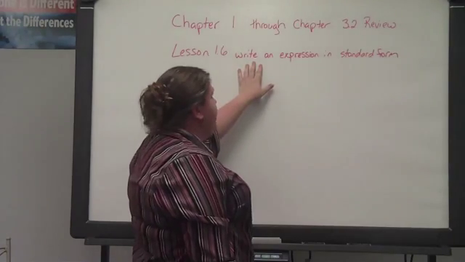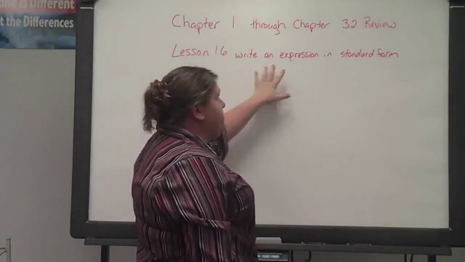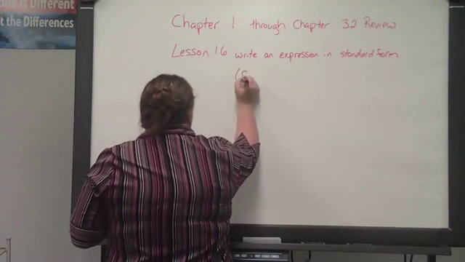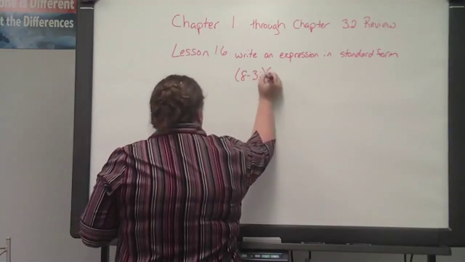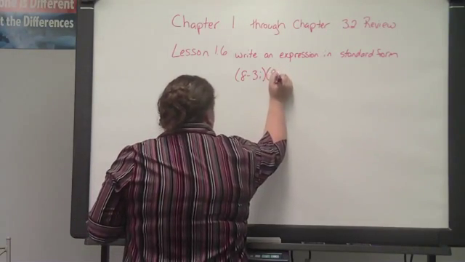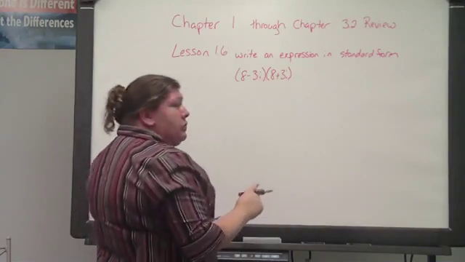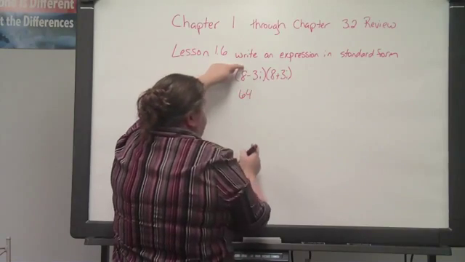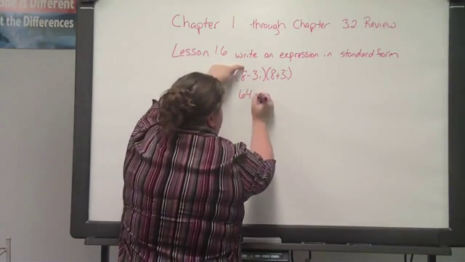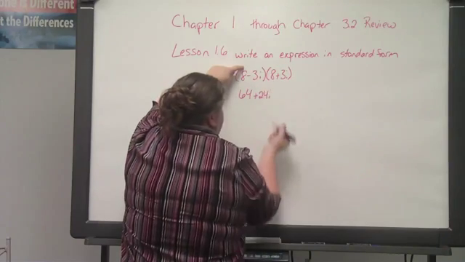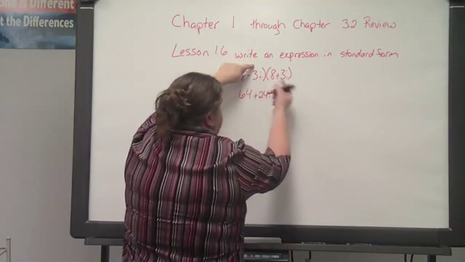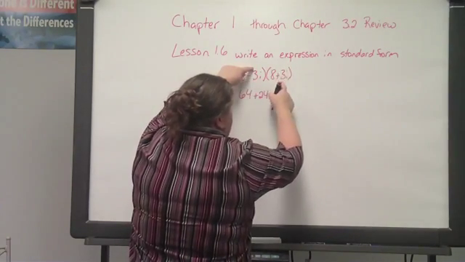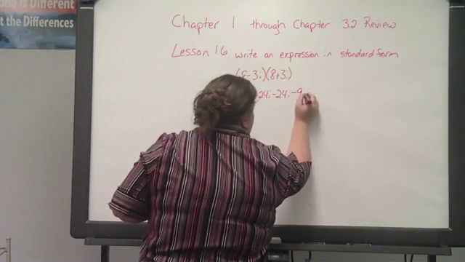The next part of 1.6 that I want to talk about is writing an expression in standard form. And so I have the equation of 8 minus 3i times 8 plus 3i. So what I want to do is FOIL. 8 times 8 gives me 64. 8 times a positive 3i gives me a plus 24i. A negative 3i times 8 is a negative 24i. And a negative 3i times a positive 3i is a negative 9i squared.